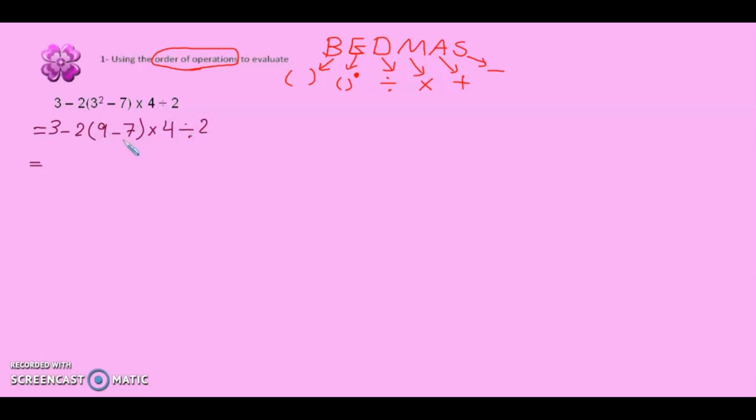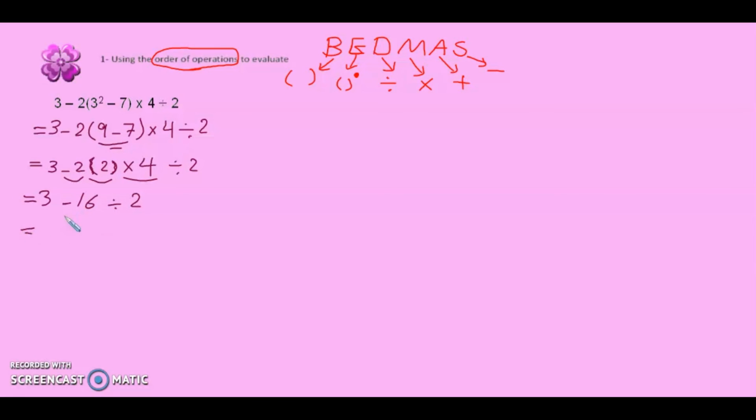Okay, next step, I still have a bracket. I have to calculate inside the bracket. Therefore, 9 take away 7 will be 2, times 4 divided by 2. Because inside the bracket there is just one number, I can easily remove these two brackets. So as a result, I have 2 times 2 times 4. This negative 2 times 2 times 4 would be negative 16. Keep the rest, divided by 2.